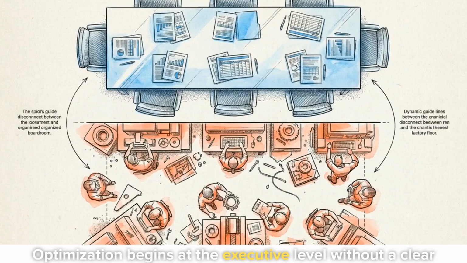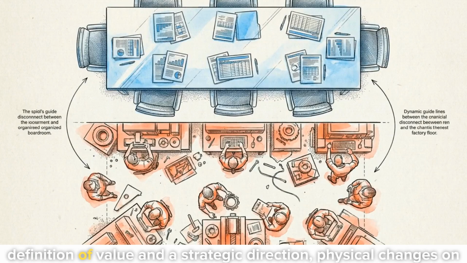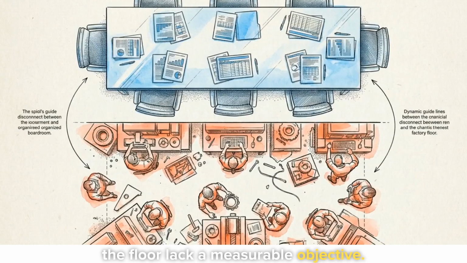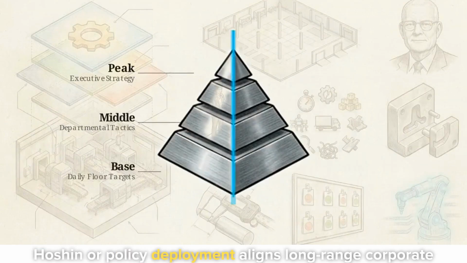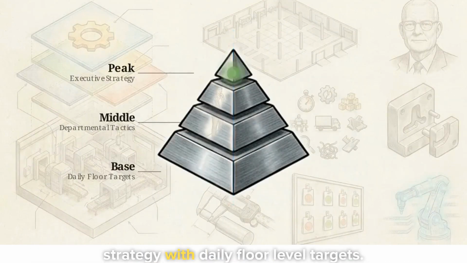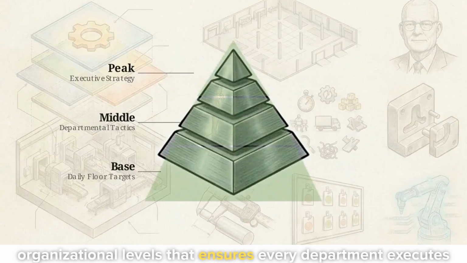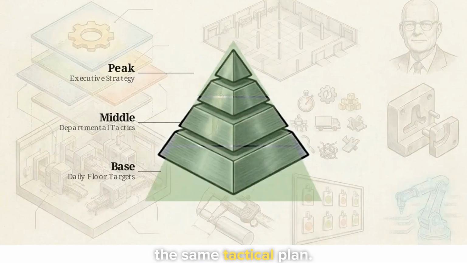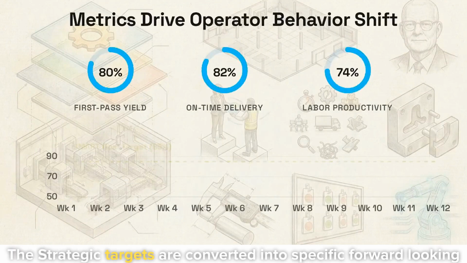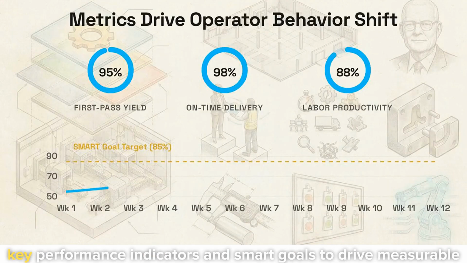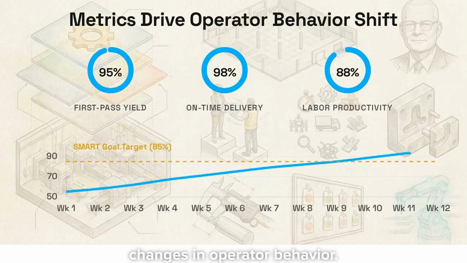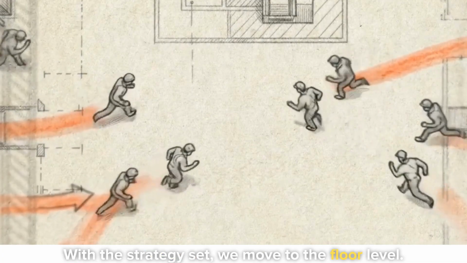Optimization begins at the executive level. Without a clear definition of value and a strategic direction, physical changes on the floor lack a measurable objective. Hoshin, or policy deployment, aligns long-range corporate strategy with daily floor-level targets. This is achieved through catchball, a negotiation process across organizational levels that ensures every department executes the same tactical plan. These strategic targets are converted into specific forward-looking key performance indicators and SMART goals to drive measurable changes in operator behavior. With the strategy set, we move to the floor level.